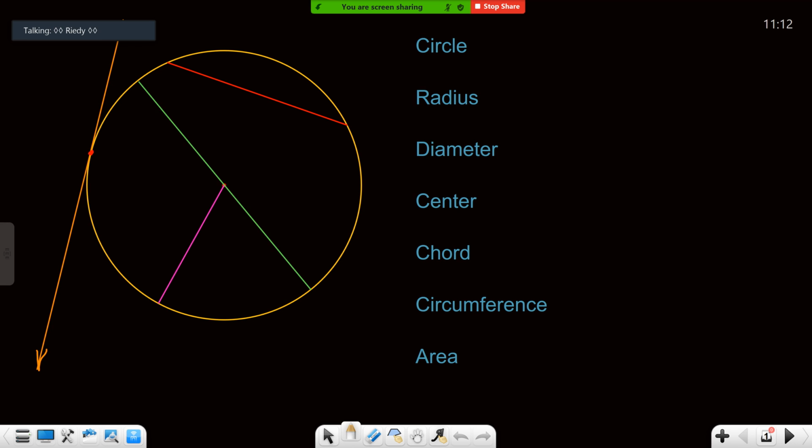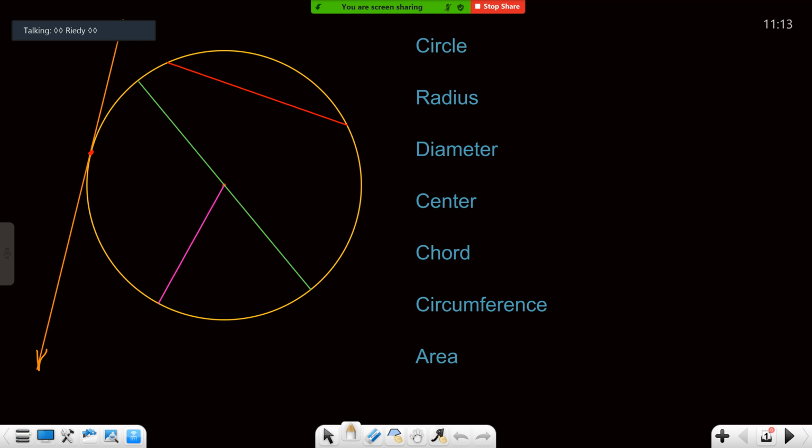And then, once we get all this taken care of, we're going to then start looking at some problems involving area. And we'll get to that in a second. So, let me grab a pen. And let's get started.